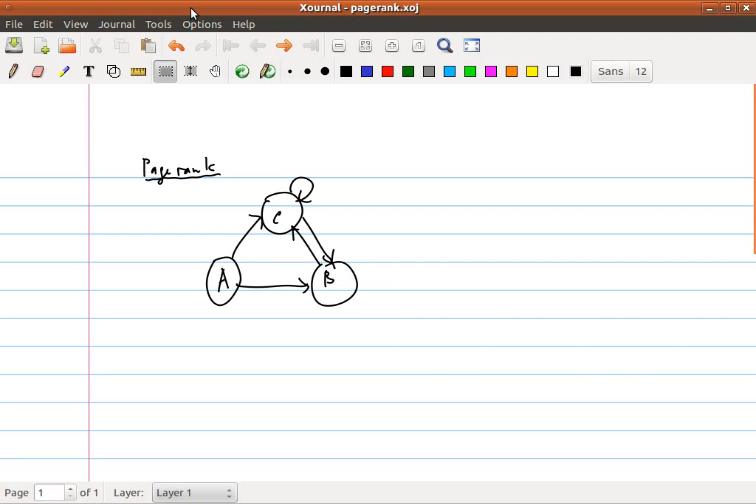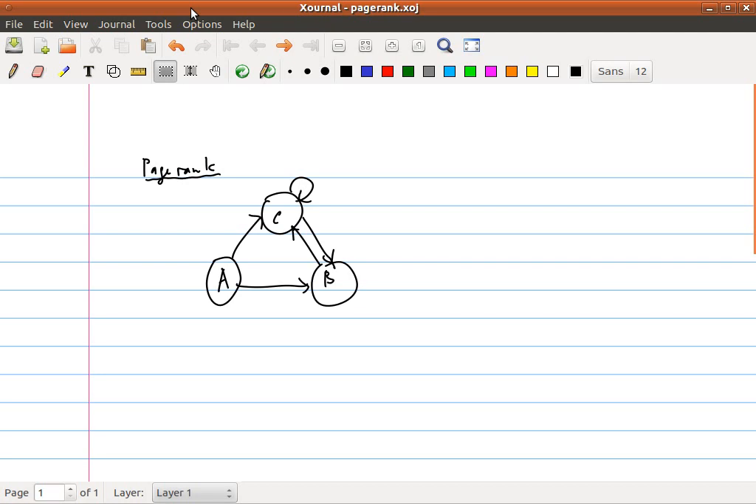Hello. I'd like to give a very short introduction of PageRank today. Basically, PageRank is the earliest algorithm employed by Google to sort out the importance of different web pages. And the basic idea is very simple.